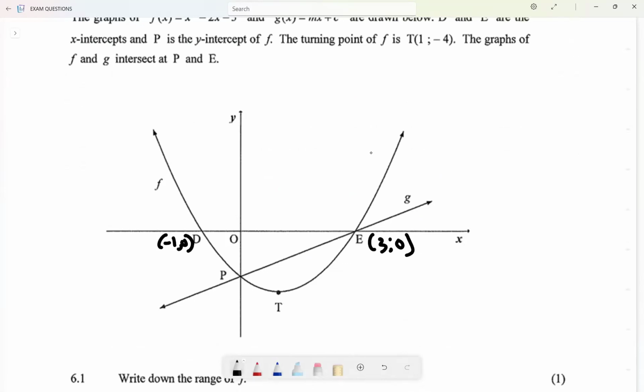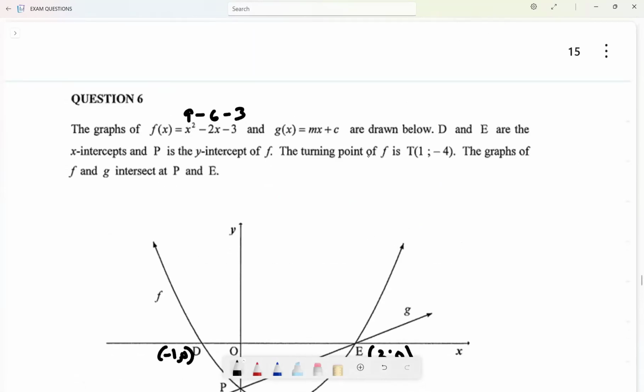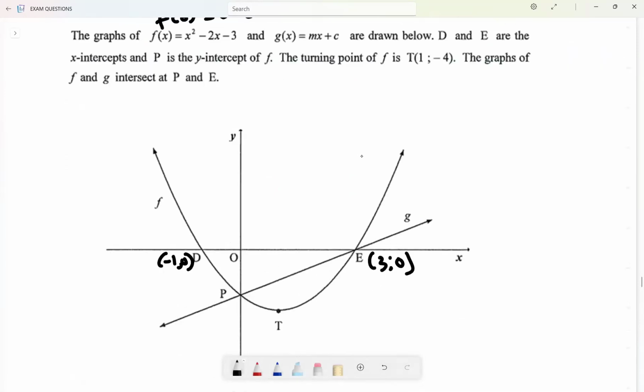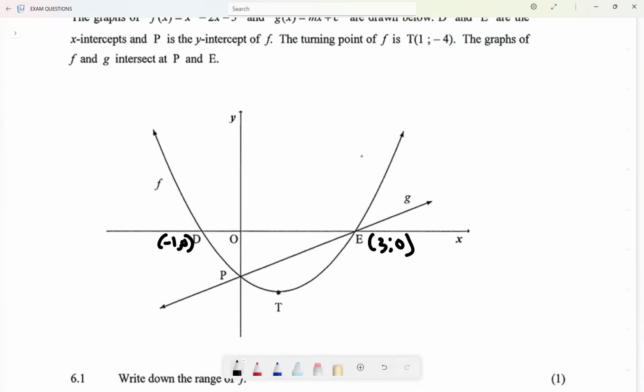P is the y-intercept of f. I know the y-intercept is this part, -3, because if I set f(0), with x equal to 0, it is going to be 0 - 0 - 3. So the coordinates of P are (0, -3).